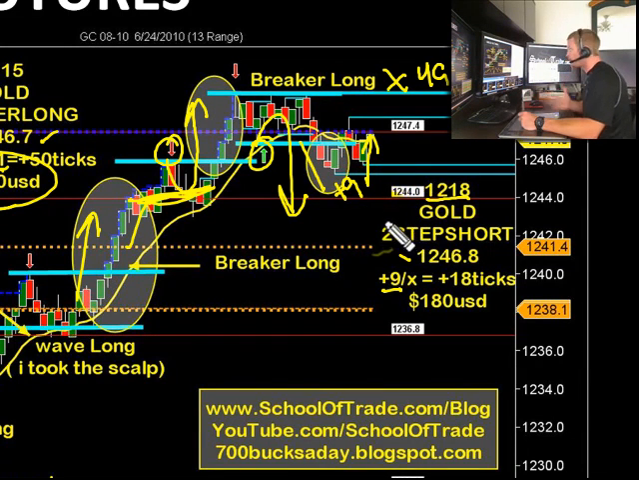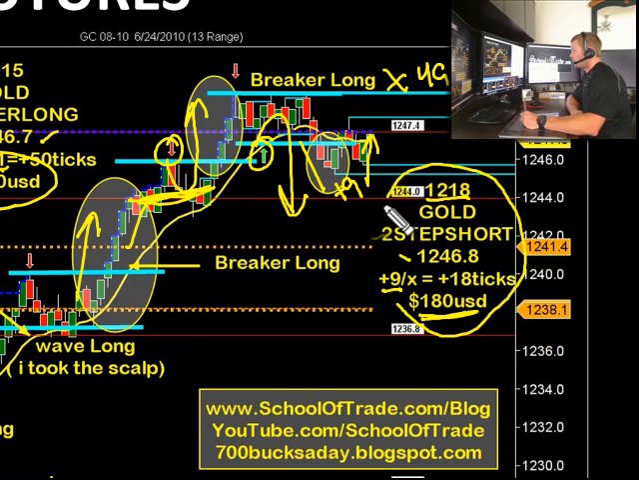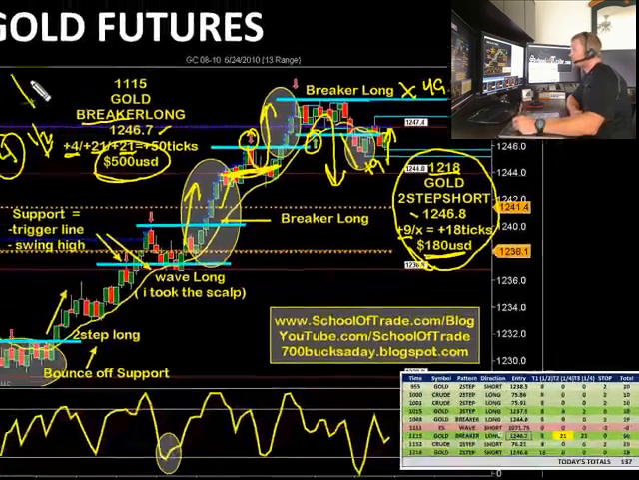We tighten that stop up because the last thing I want to do is make 18 ticks and then lose 25 ticks because I didn't move my stop. Okay, so tighten that stop up at your first target, lock in all that profit, lock out all that risk, guys. And a great example here, we grabbed another 18 ticks or 180 USD on that final trade of the morning here. All right, all of these guys on the 13 range chart.